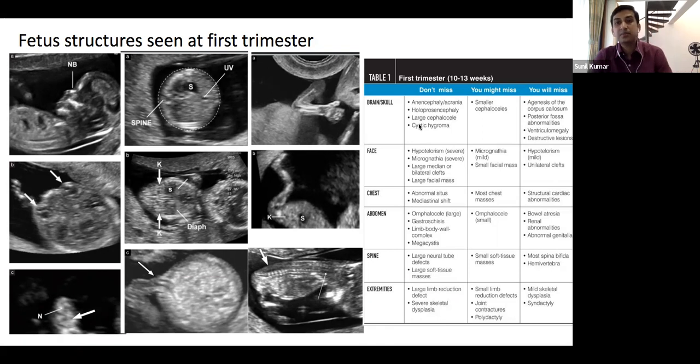So in first trimester scan, there are certain abnormalities which should not be missed, meaning they can be diagnosed. You might miss them because of very tiny structures. If we do a scan between 10 to 13 weeks, there are conditions which should not be missed, like in the brain: anencephaly, holoprosencephaly, large cephalocele, cystic hygroma; like that in face, chest, abdomen, spine, extremities. So early ultrasound scanning gives information on some structural abnormalities.